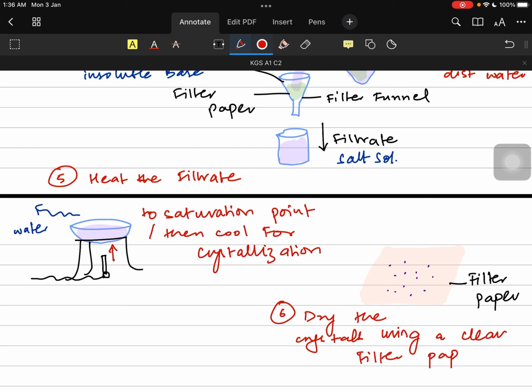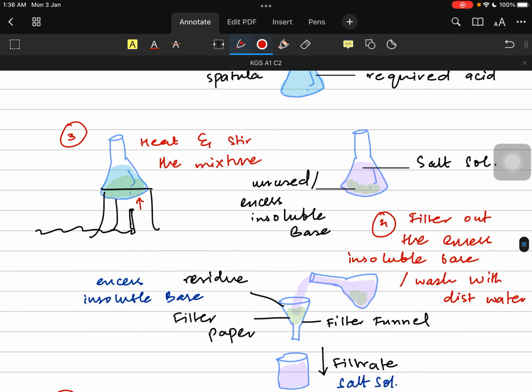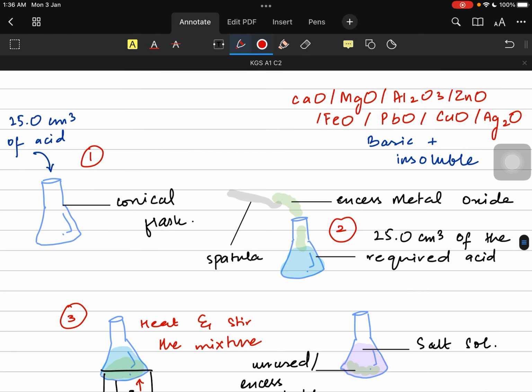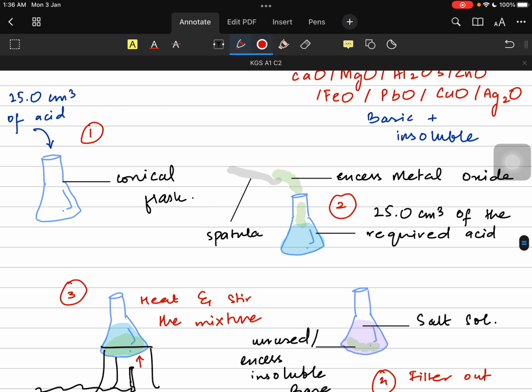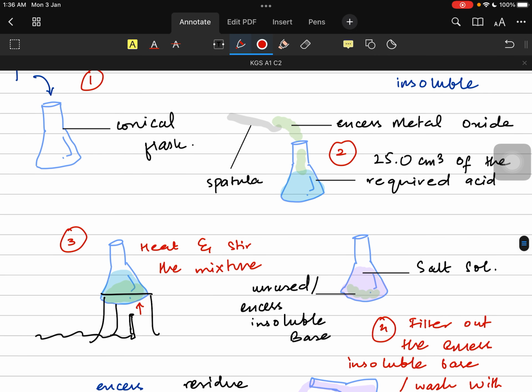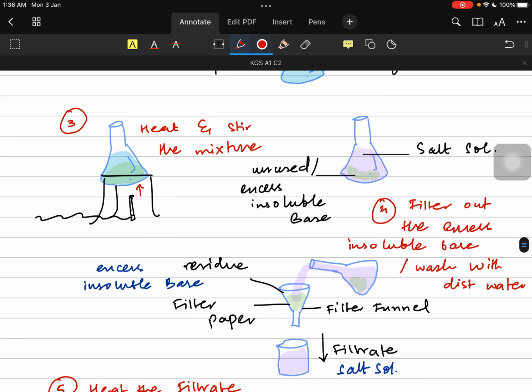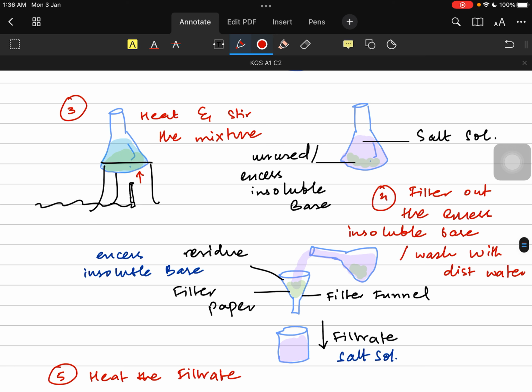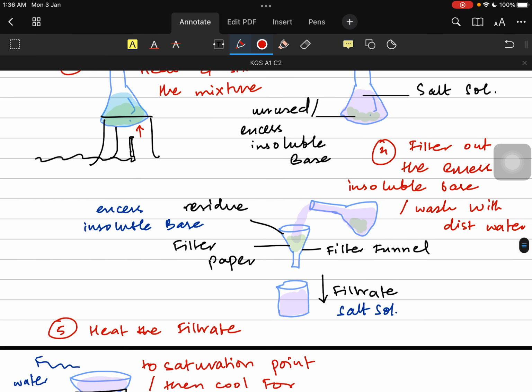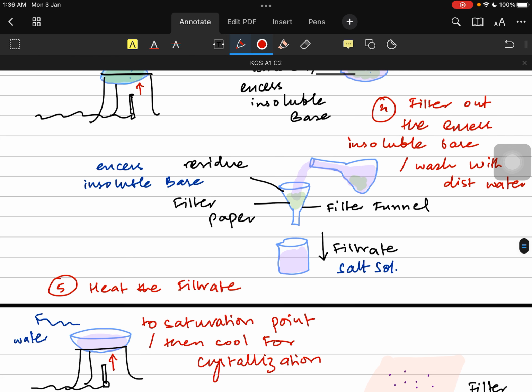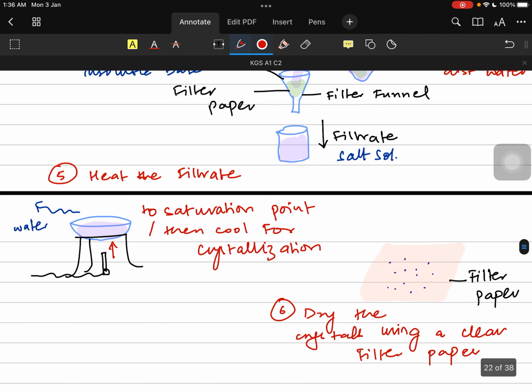So these are the steps of the insoluble salts. Let's recall it. We use excess insoluble base, which is the metal oxide, and we add acid of our choice. First the acid goes, then you add the excess insoluble base, then you heat and stir the mixture for salt solution formation. Then you get the salt solution, but some amount of the insoluble base is still remaining. You filter it out. The filter process requires filter paper, obviously. Then once the filtration is done, you wash it with distilled water. Then the filtrate, which is the clean solution, includes the salt and water.